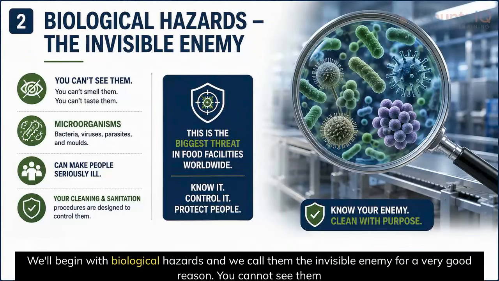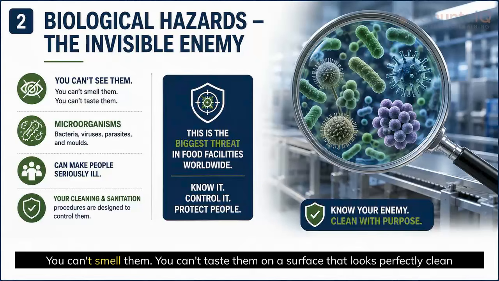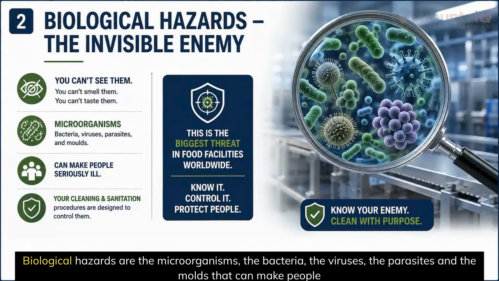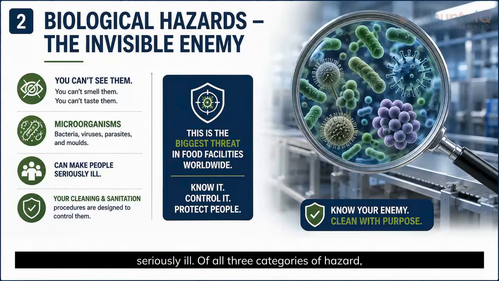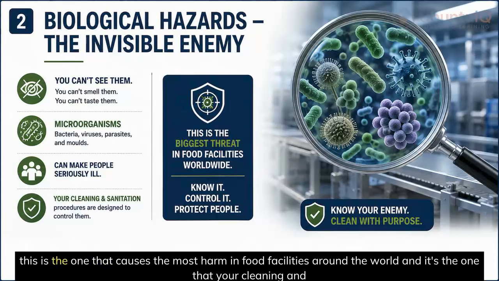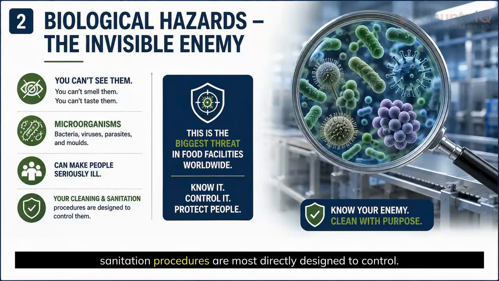We'll begin with biological hazards, and we call them the invisible enemy for a very good reason. You cannot see them. You can't smell them. You can't taste them on a surface that looks perfectly clean. Biological hazards are the microorganisms, the bacteria, the viruses, the parasites, and the molds that can make people seriously ill. Of all three categories of hazard, this is the one that causes the most harm in food facilities around the world. And it's the one that your cleaning and sanitation procedures are most directly designed to control.